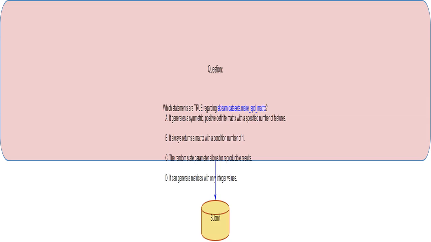I'm asking you to identify the correct statements about the sklearn function in the scikit-learn library. This function creates special types of matrices, and we need to determine which properties these matrices always have.